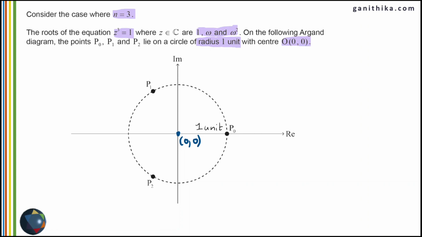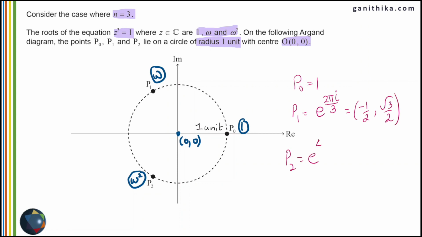Now P0, P1, P2 are given on the circle of 1 unit radius. So what is P0, what is P1 and what is P2? P0 is 1, P1 is omega and P2 is omega square. This is how it is represented on the Argand diagram. Now let's go a little further and see what is P0. P0 is 1 and what is P1? P1 is e to the power of 2 pi i over 3 because n equal to 3. You have P1 as e to the power of 2 pi i over 3.